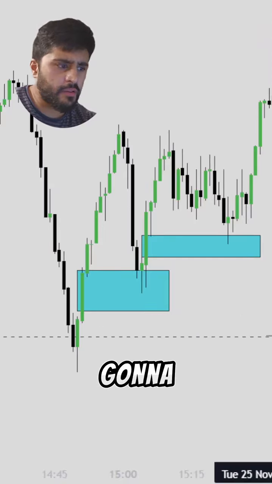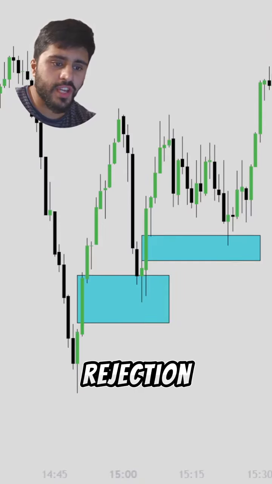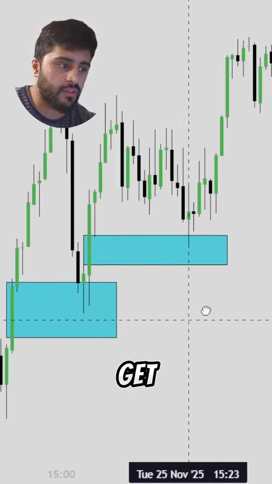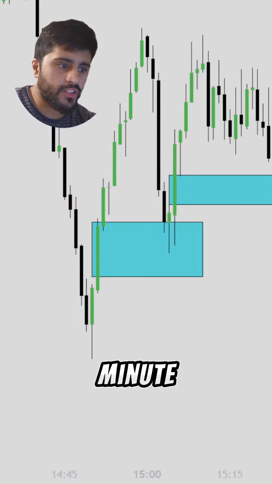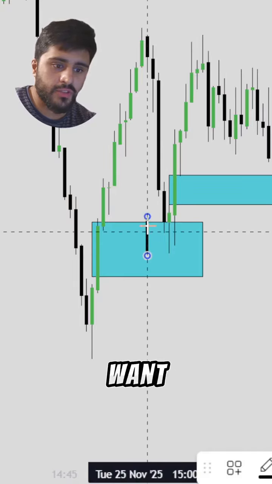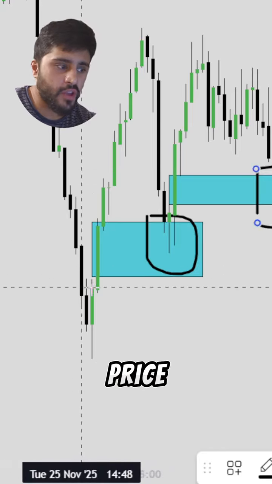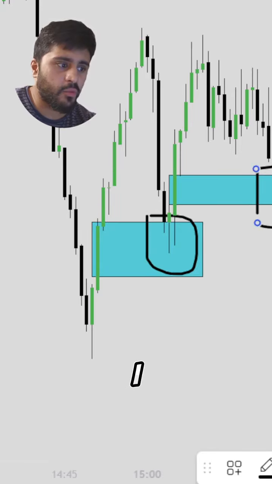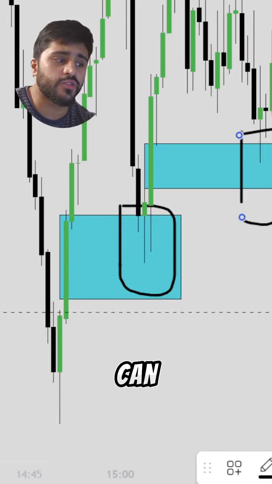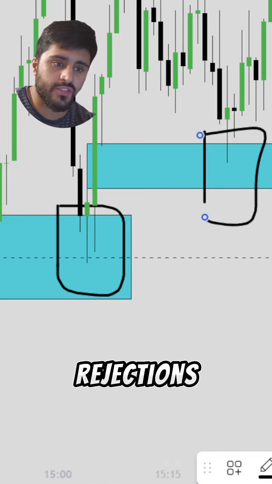So in this video, I'm going to be going over how to spot a rejection of a lower time frame fair value gap. If you trade the 1 minute chart on ES or NQ, I want you to pay attention to this specific area and this specific area. Price came off these imbalances, and I want to explain how you can use order flow to spot these rejections to the upside.